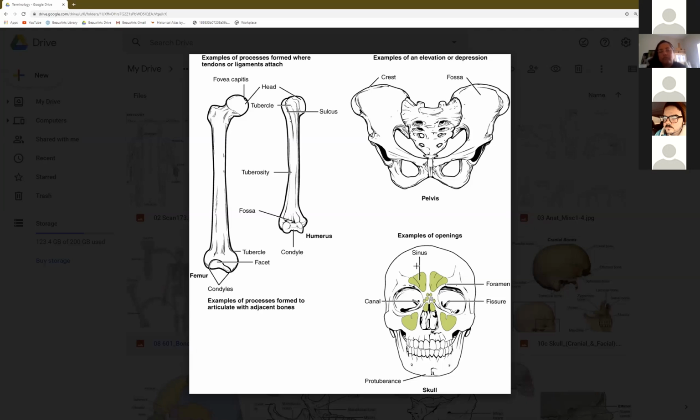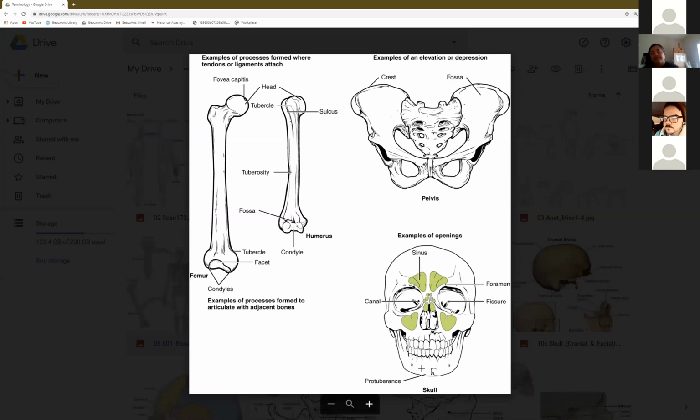or if it's like a crack, it's a fissure. And a foramen would be typically a larger hole than a fossa. So fossa and foramen would be holes or divots, and bumps would be tuberosities or tubercles, or the largest would be condyles. A protuberance is typically just a smoother convexity rather than a distinct bump.